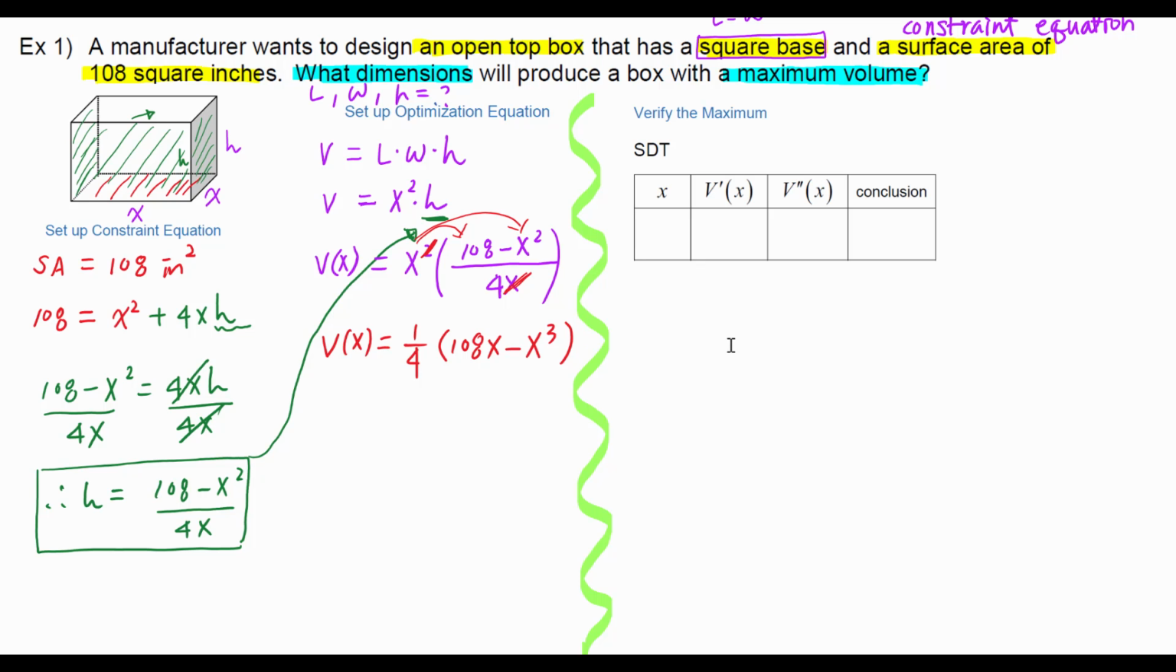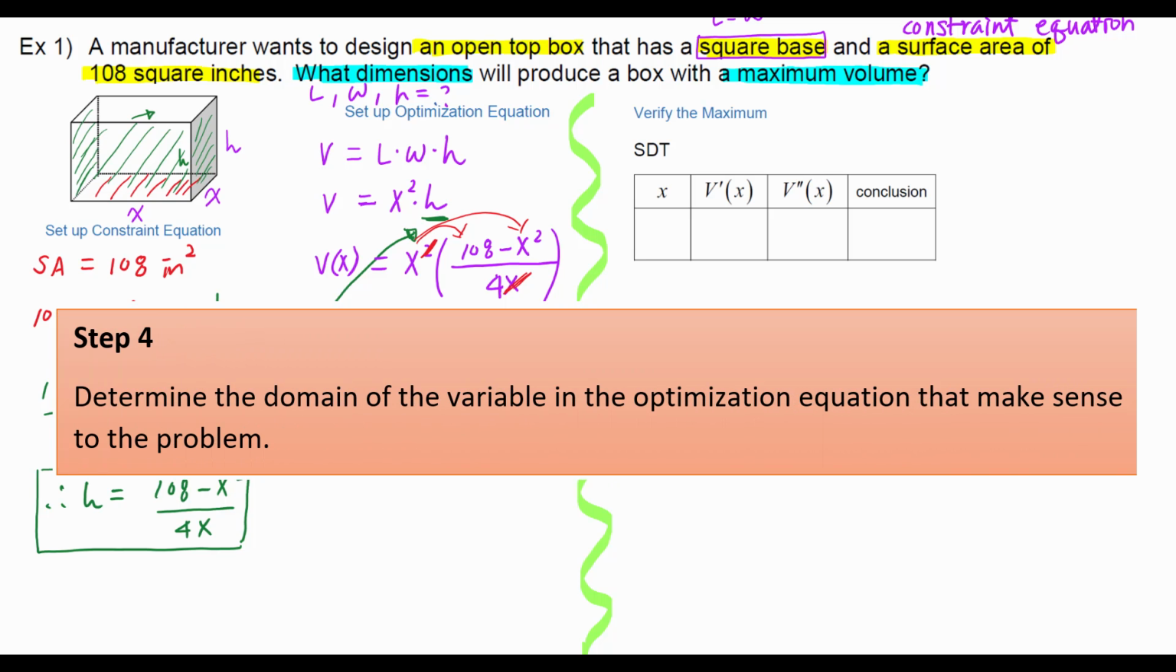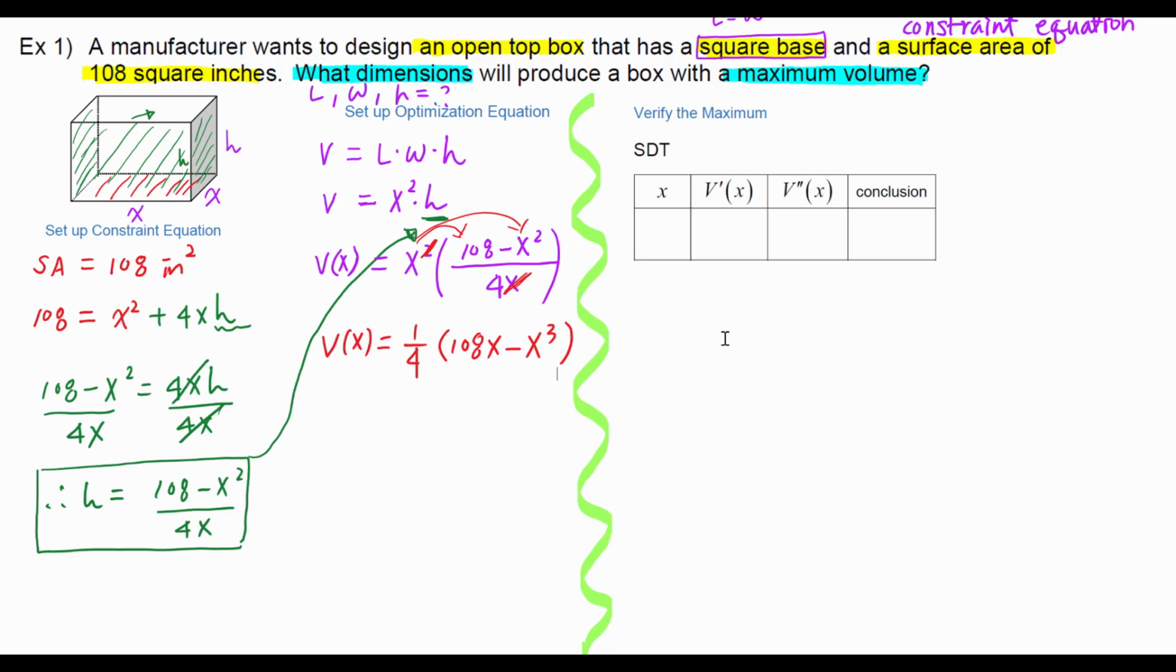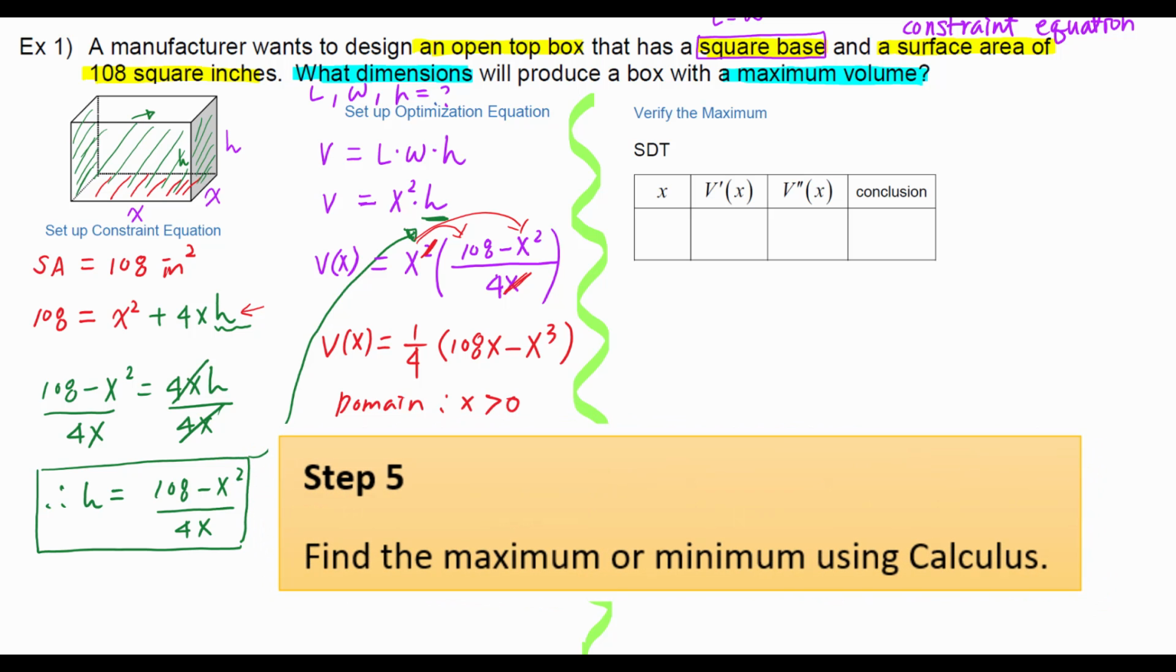What do we do now? What is the next step? Step 4: determine the domain of the variable in the optimization equation that makes sense for the problem. So what is the domain? Well, x is the length, so it cannot be negative, and it cannot be 0, because if x was 0, then I got no box. So x has to be greater than 0.